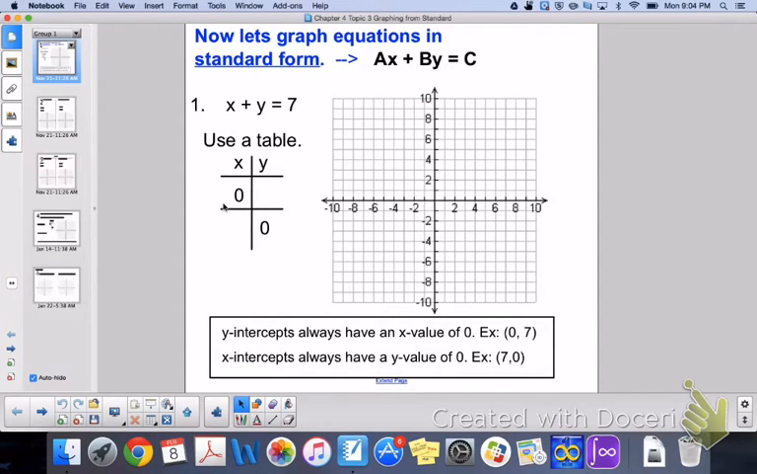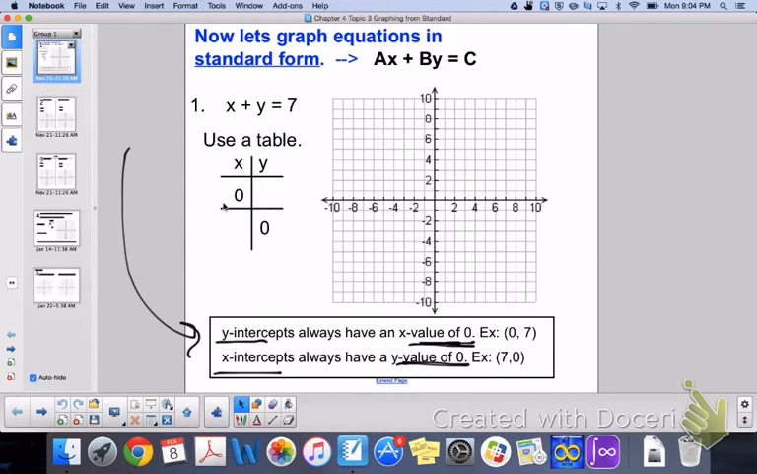Okay, now we're going to graph from standard form. When we do this, we are going to use our x and y intercepts. We're going to find our x and y intercepts first, okay? Now, remember, y-intercepts always have an x value of 0, and x-intercepts always have a y value of 0, okay?